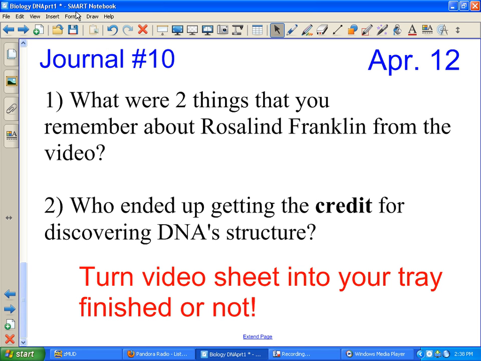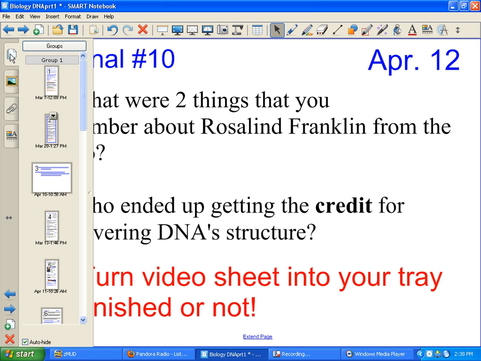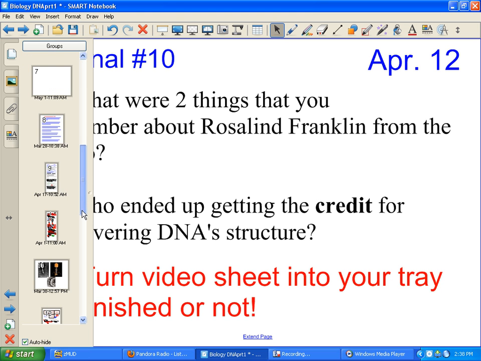All right, good afternoon. Today we're going to be looking at the structure of DNA a little bit. Last time we watched the video on Rosalind Franklin and some of the controversy behind Watson and Crick's ultimate discovery that DNA's structure is relatively simple. Today we're going to be using a model of DNA.